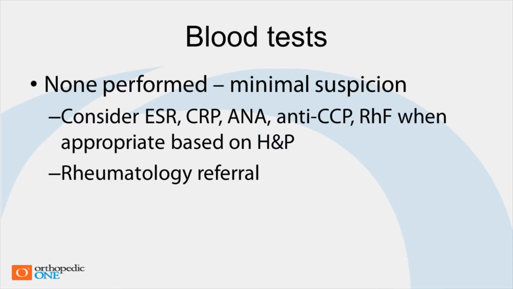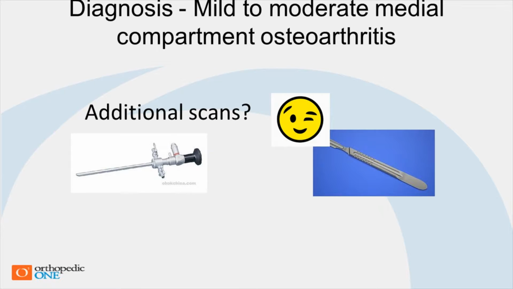And this is also time to consider, in a more complex case, to bring a rheumatologist to get involved with the case. So in this instance, the diagnosis is mild to moderate medial compartment osteoarthritis. Now, we're going to be getting into the other scans that we surgeons use in a little bit, but I'm going to continue with the non-operative treatment.